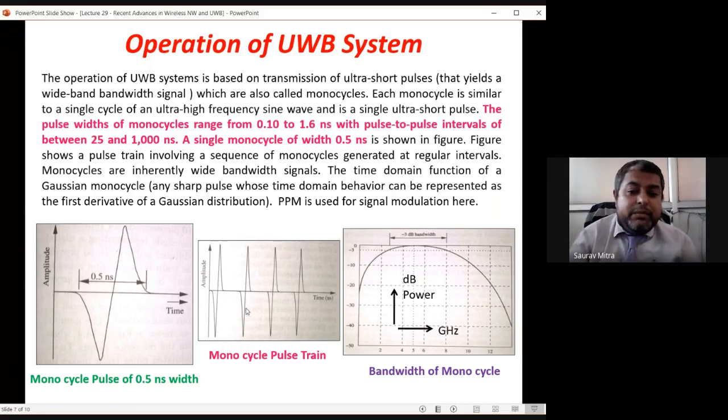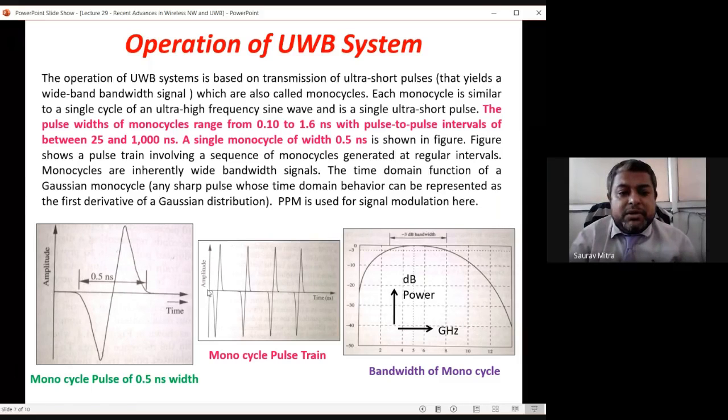Okay, and one monocycle pulse train. So one, two, three, four. Likewise, all these pulses are there. They are the waveform of ultra wideband. Okay, and they are actually using PPM, that is pulse position modulation. And this is the bandwidth of the monocycle.